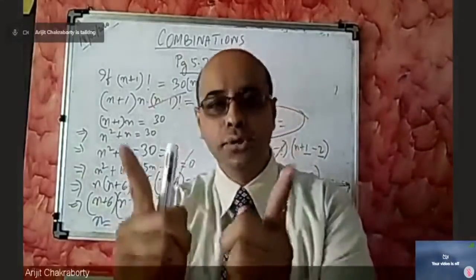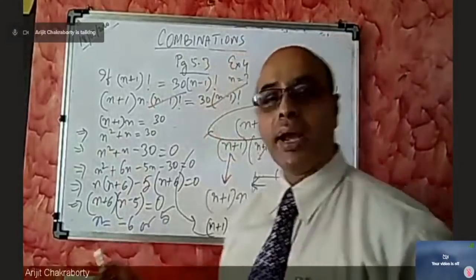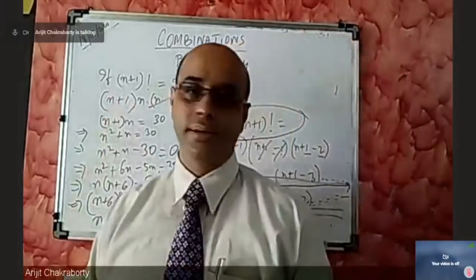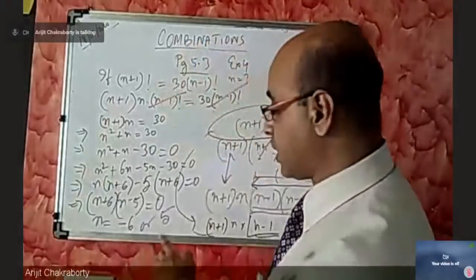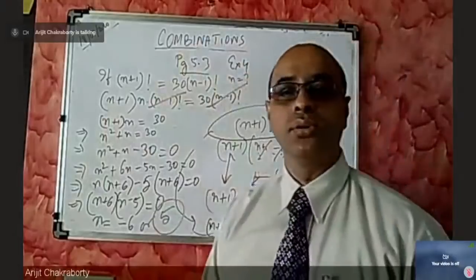Which one will you take? Which one? Can I take n equal to minus 6? No, because permutations cannot be negative. So I will take n equal to 5. So therefore the answer is n equal to 5.